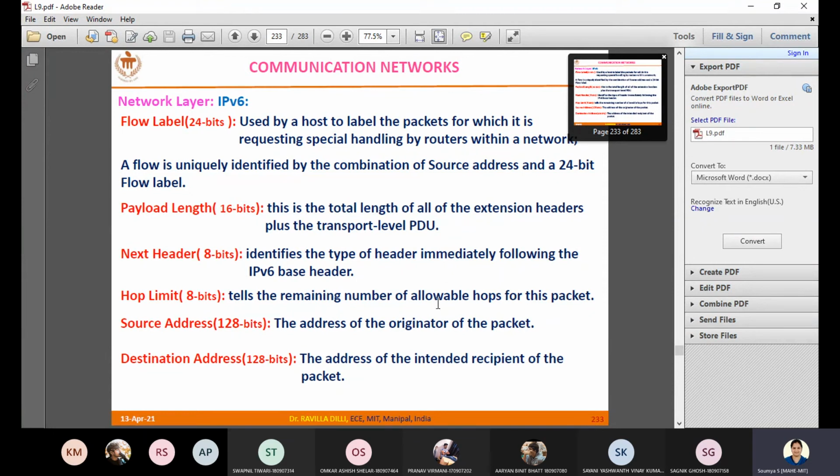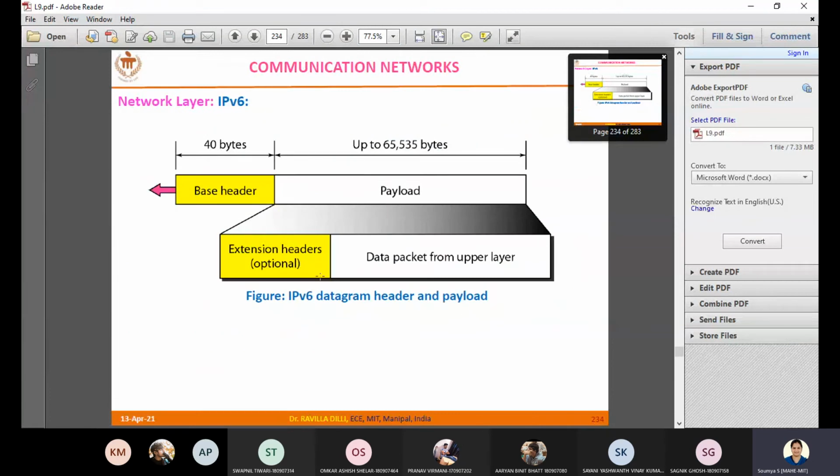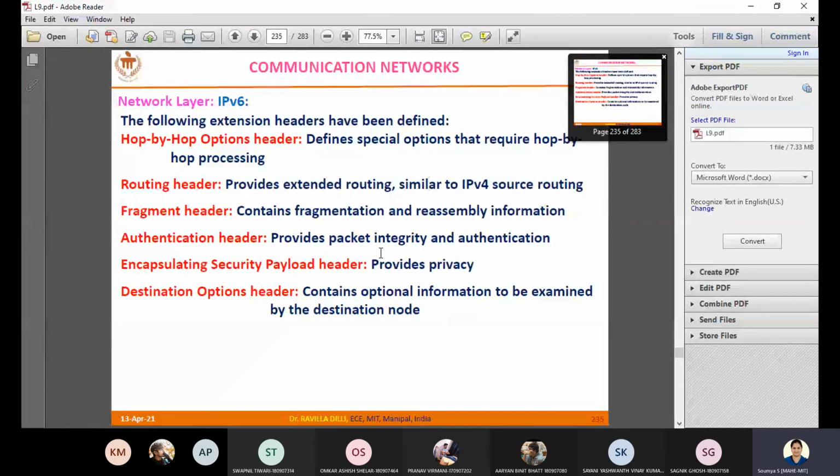The next header identifies the type of the header that would be immediately following this particular IPv6 base header. Hop limit, again nothing but the number of hops that it can take maximum. It tells the remaining number of allowable hops for this packet. Source address, which is 128 bits long, and destination address, which is another 128 bits long. This is the entire datagram header and the payload. The base header, which is 40 bytes, and the payload can be up to 65,535 bytes. And the payload would further consist of the extension headers, which are optional, and the data that arrived from the upper layer.